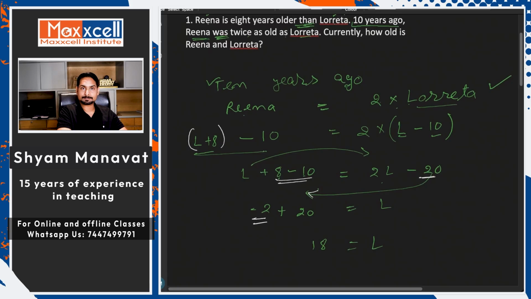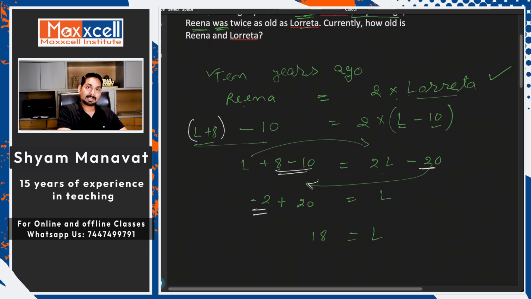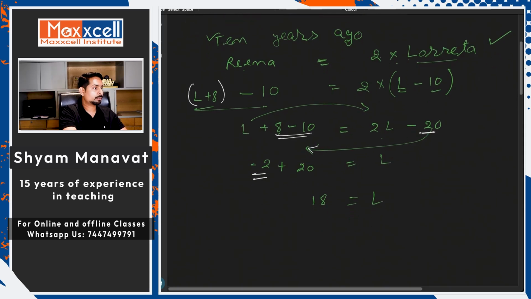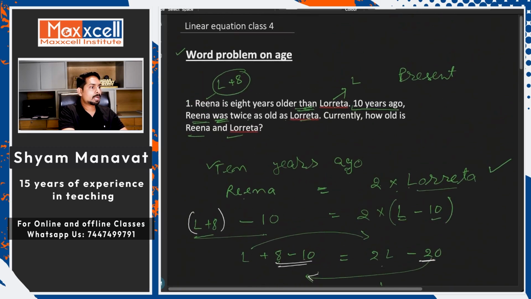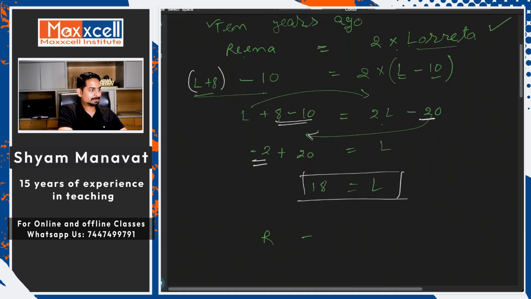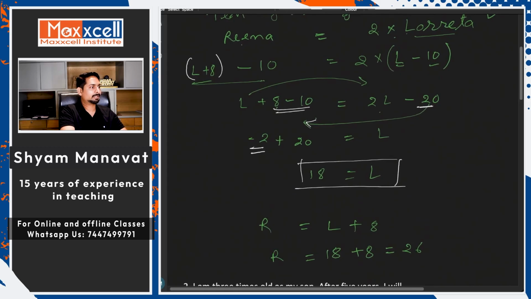Are you okay with this? Yes. Is this final what we wanted to find? No, that's not enough. Question said how old is Reena and Loretta. So we got Loretta's age as of now, present age of Loretta. Now present age of Reena is L plus 8. So Reena's present age will be L plus 8. 18 plus 8 is how much? 26. Yes. You got Reena's present age also.